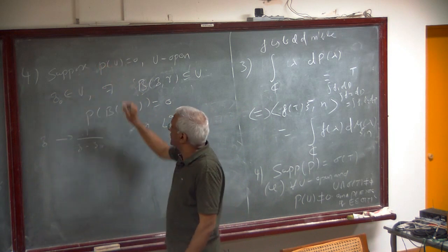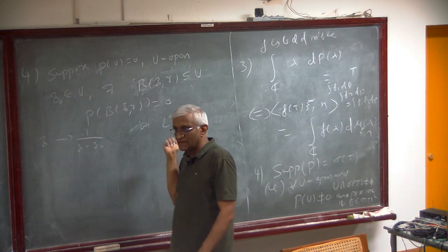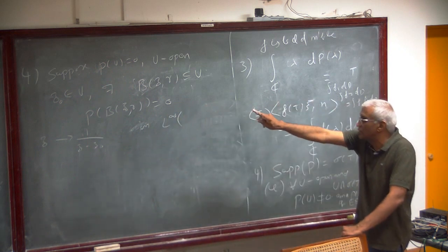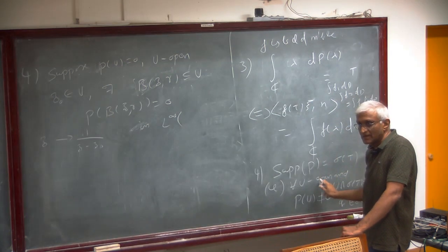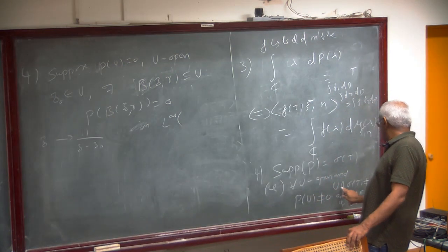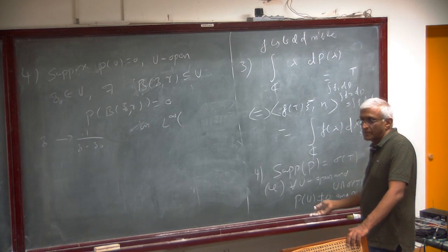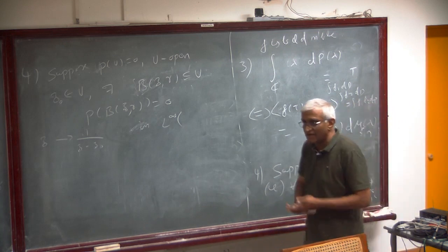So U intersection sigma T is empty. So we have proved the other statement: if P of U equals 0, then U does not intersect with the spectrum. The statement here is that if U intersects with the spectrum, then P of U is not equal to 0. This is proved. So we will discuss it again with the other problem.